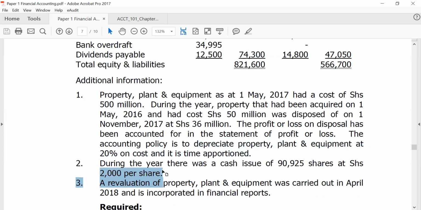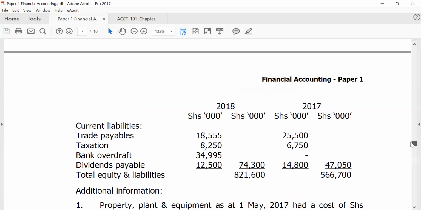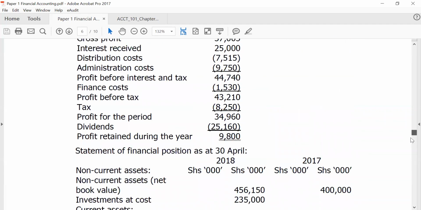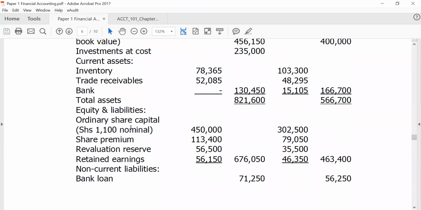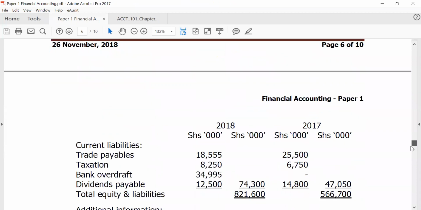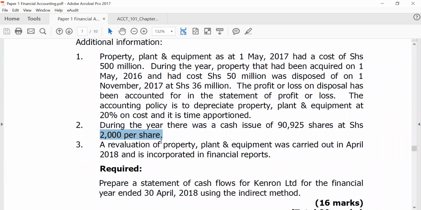They're also telling us that during the year there was a cash issue of 9925 shares at 2,000 per share. So this alone is able to tell us that these shares were issued at a premium. And I'm making that conclusion because when you look up here, our share nominal price is 1,100. So every time we issue shares at a price that is higher than nominal value, like 2,000 here, it means that there is basically share premium. There's also a revaluation of property, plant, and equipment, which was carried out in April 2018, and it's incorporated in the financial reports.